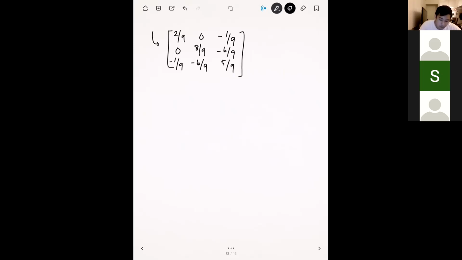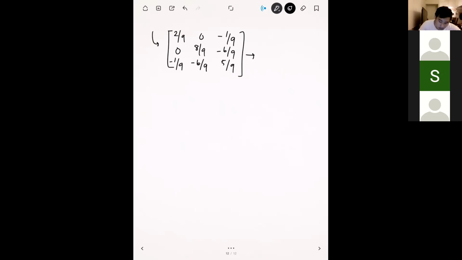Okay, and so once we perform all of the arithmetic and all of the multiplication, what we get is a matrix that looks like this: 2/9, 0, minus 1/9; 0, 8/9, minus 6/9; minus 1/9, minus 6/9, and then 5/9. That's the matrix after we perform all the arithmetic of the shape function derivatives.